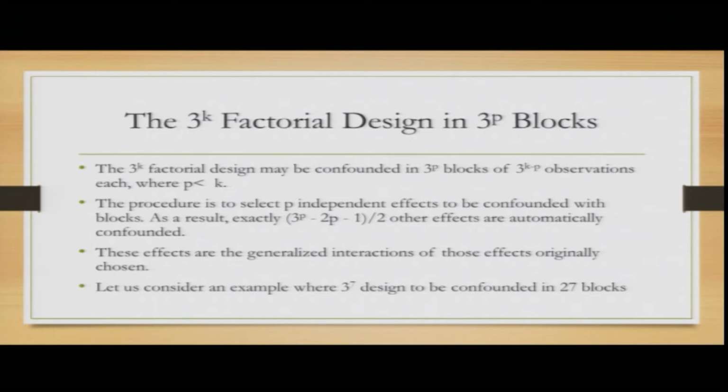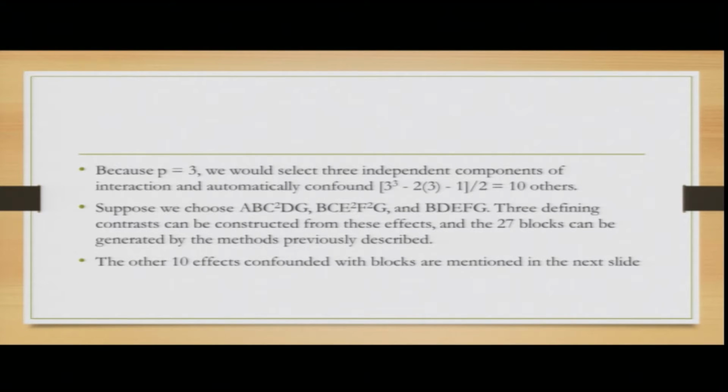So, let us consider an example with 7 factors to be confounded in 27 blocks. 27 would be 3 to the power 3: 3 into 3 into 3, 9, 9 into 3, 27. So, obviously, the total number of variables k is 7, and blocks would be designed as 3 to the power 3, so p is 3. Because p is 3, we should select 3 independent components of the interaction to be confounded. The others which would be automatically confounded would be, by the same formula, (3^3 minus 2 into 3 minus 1) divided by 2, which gives you 10. So, a total of 10 are confounded automatically.